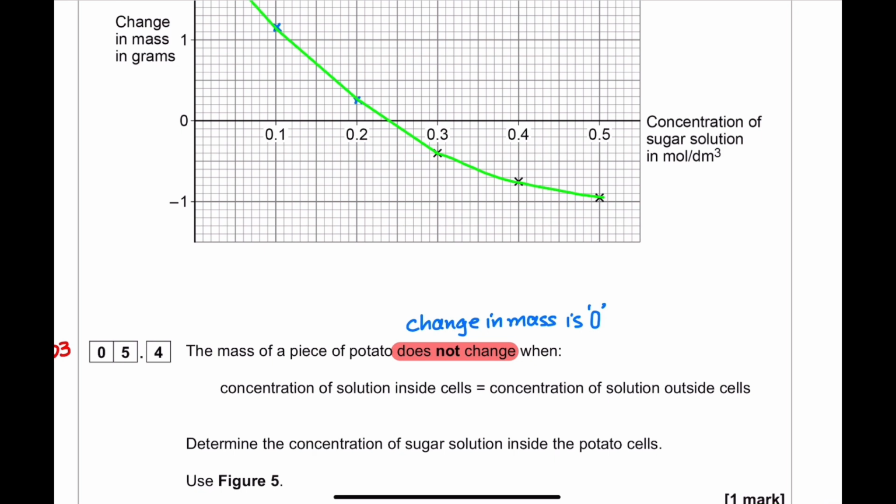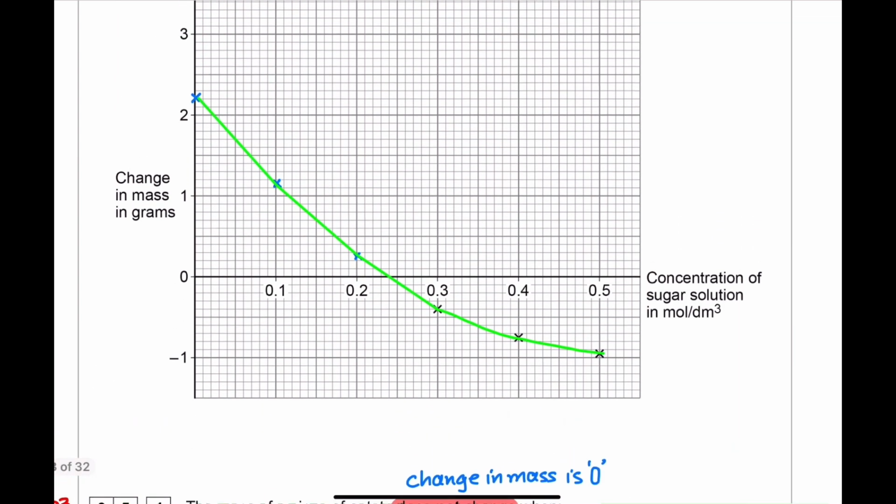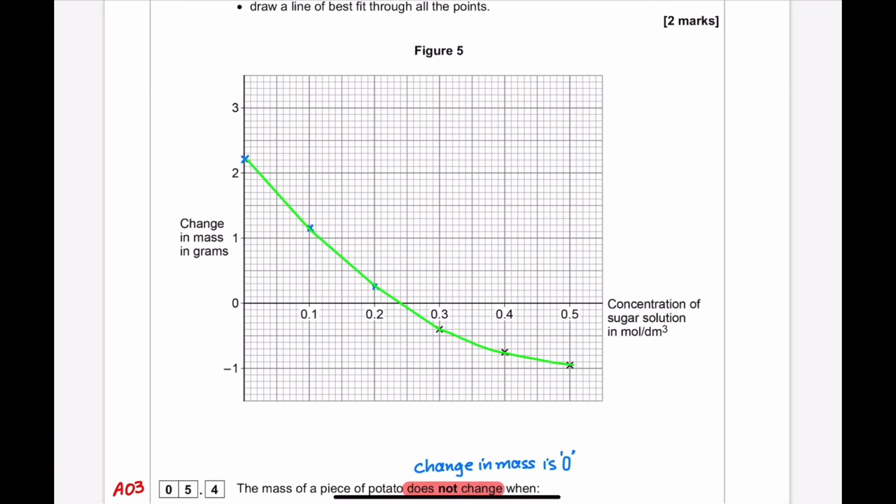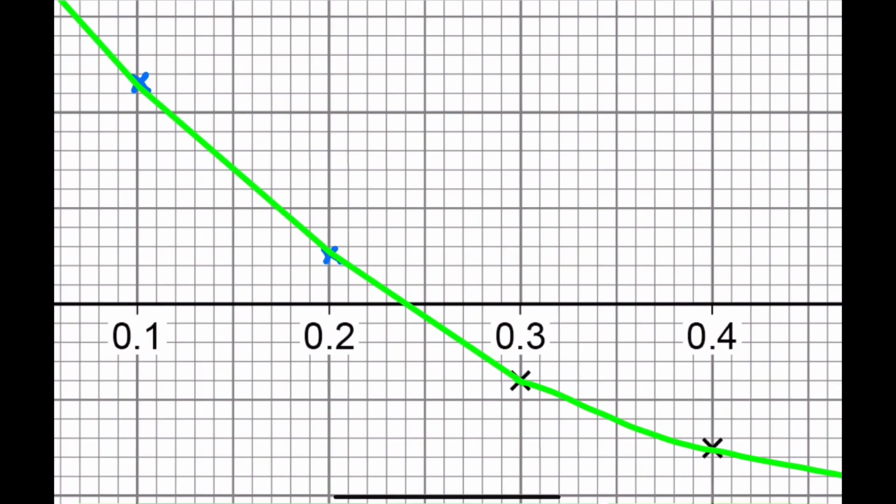Determine the concentration of sugar solution inside the potato cells. Use the figure number 5. The student needs to use the figure number 5 and see where there is no change in mass. If we look here in our figure number 5, this is the place where there is no change in mass. And this is the place where the graph cuts the x-axis.